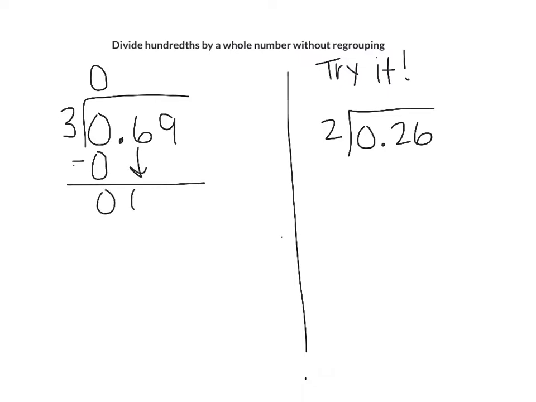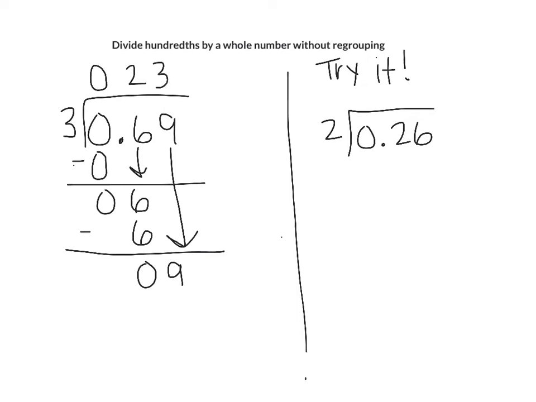We bring down our 6 tenths. 6 tenths divided by 3 is equal to 2. 2 tenths times 3 is equal to 6 tenths. 6 tenths minus 6 tenths is 0. So we bring down our 9 hundredths. 9 hundredths divided by 3 is equal to 3 hundredths. 3 hundredths times 3 is equal to 9 hundredths. We go ahead and subtract and we get 0. To figure out where our decimal point is, we just move it straight up, making sure that our place value is lined up. So our answer is 23 hundredths.